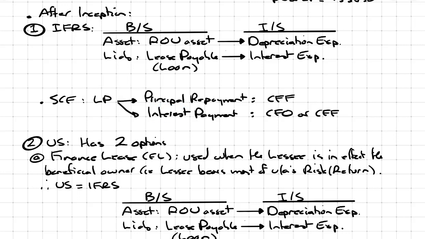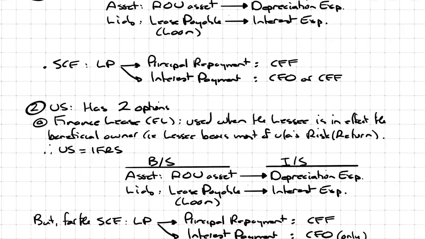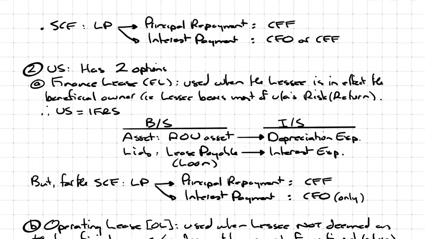Okay. Now let's have a look and see what the U.S. accounting standards have for the lessee. U.S. has two options for the lessee. The lease may either be treated as a finance lease, FL for short, and this is used when the lessee is the beneficial owner. In other words, the lessee bears most of the underlying asset's risk and return. In that case, U.S. and IFRS are the same.